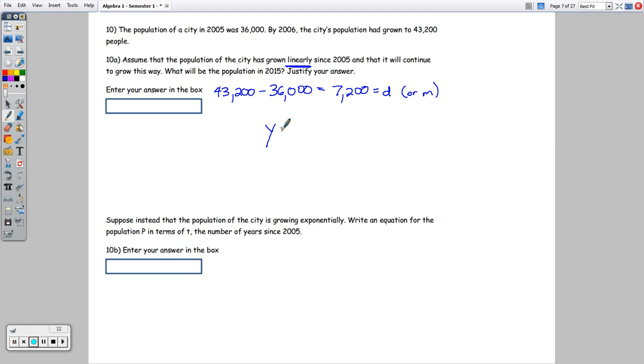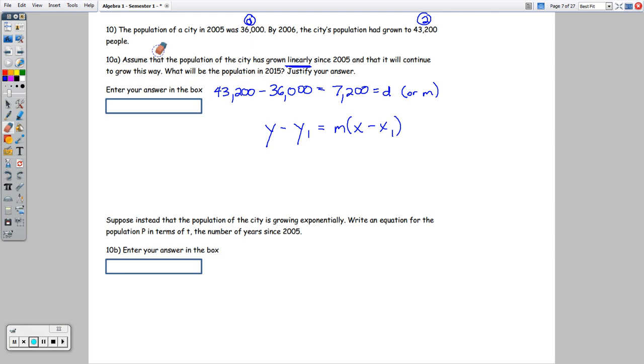So in point slope form, this is the easiest way I think to tackle this one. Take point slope form. You've got, this is like an x value of 1 and a y value of 36,000. This is like an x value of 2 and a y value of 43,200. You could actually say this is year 0.